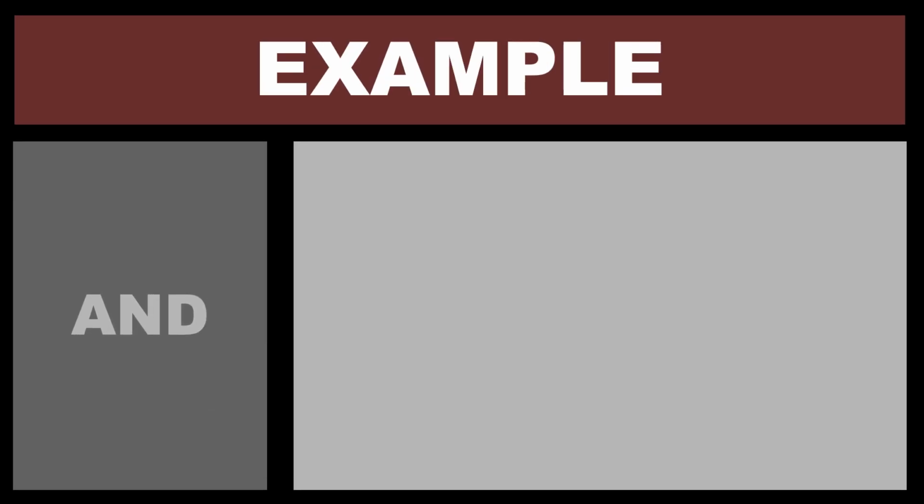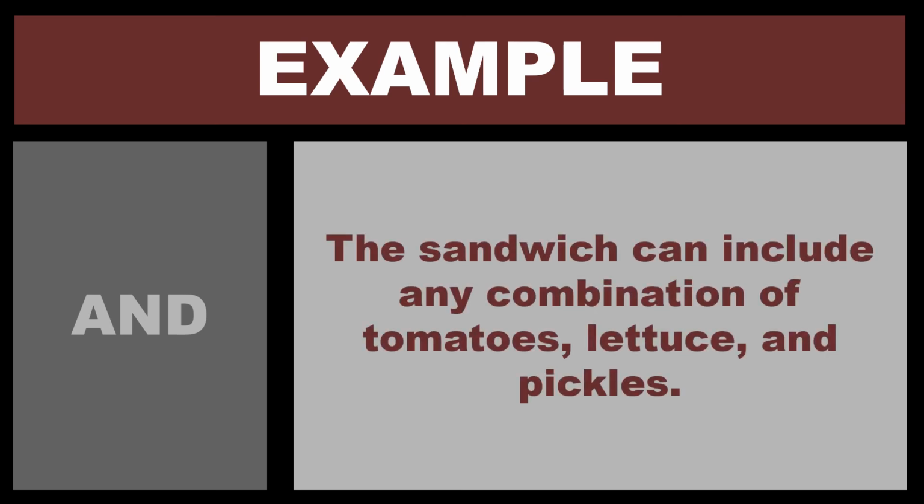Well, practically speaking, we're still going to use the word and, we might have to use a little bit more verbiage to clarify our position syntactically. Example, the sandwich can include any combination of tomatoes, lettuce, and pickles. And now the reader sees any combination of, and they see that all three of these can be mutually inclusive to each other because we use the word and, but that you could have alternating combinations of the three items.